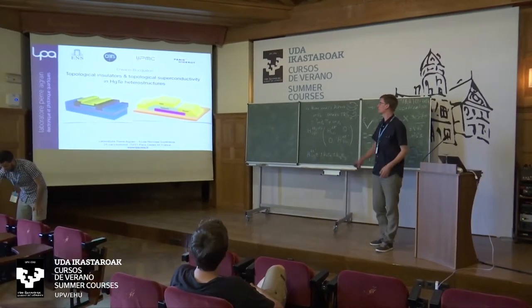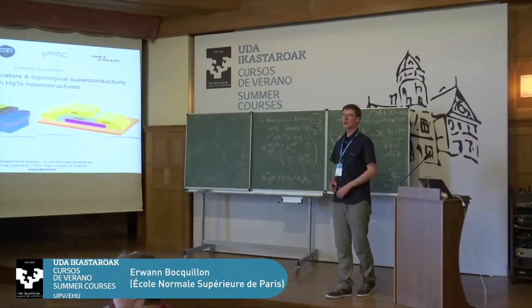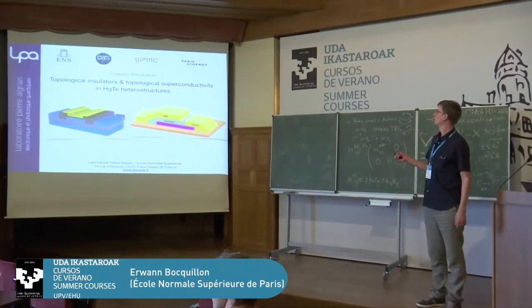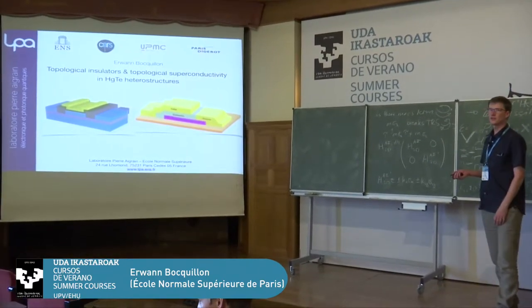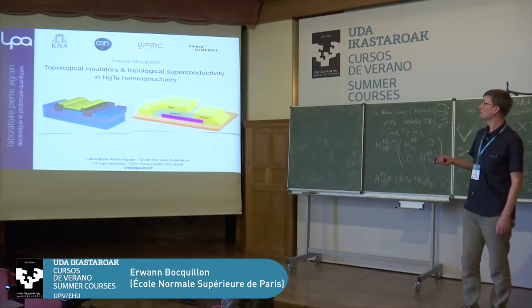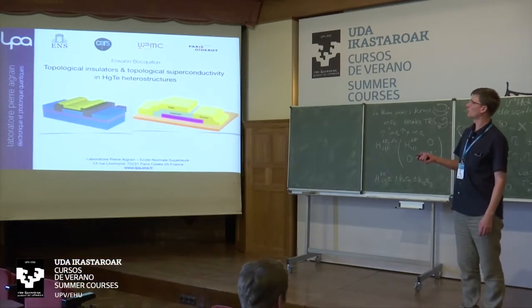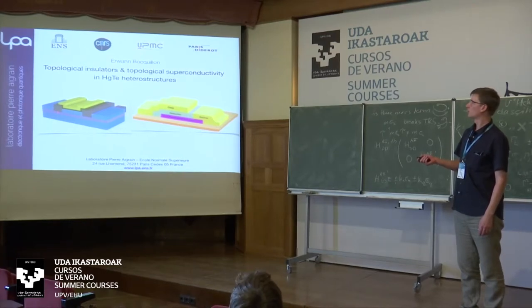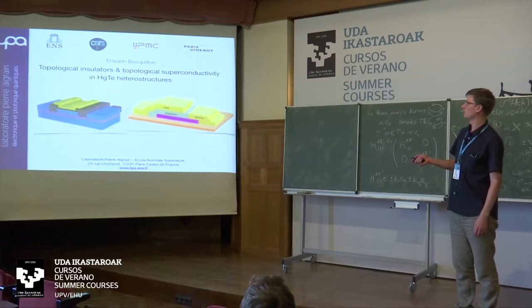First of all, thank you for coming this afternoon again. Today, unlike yesterday, I will talk about superconductivity. And for this, I will study the simplest device one can make with superconductors, which is a Josephson junction, where you have two superconducting contacts here in gray that will induce superconductivity in a TI, which is here in purple.